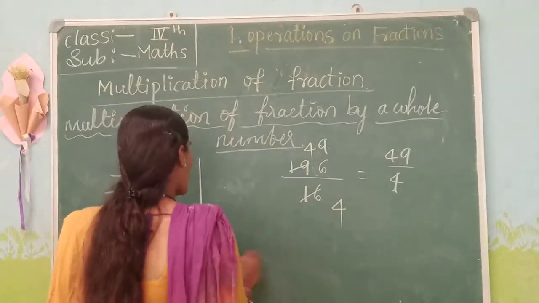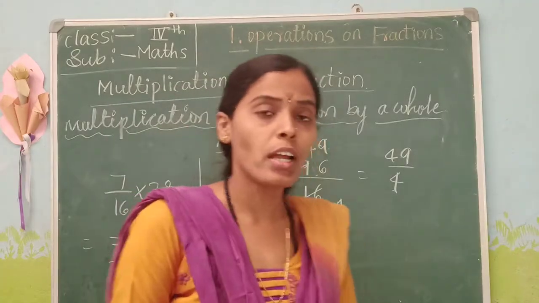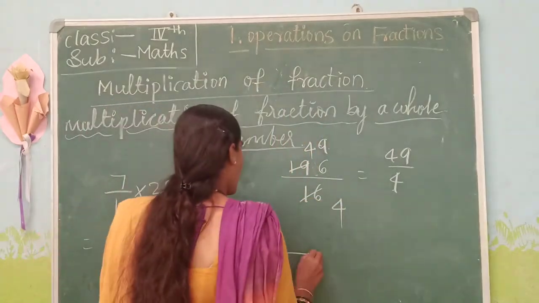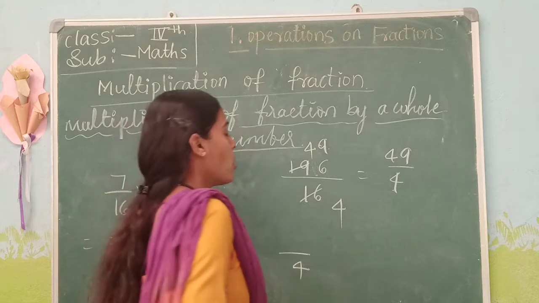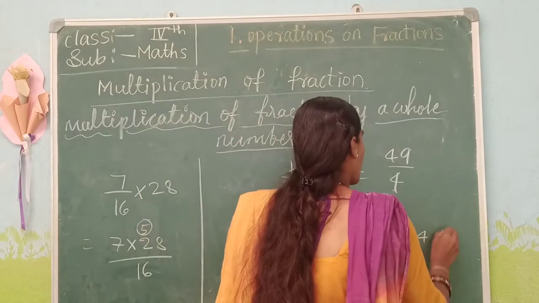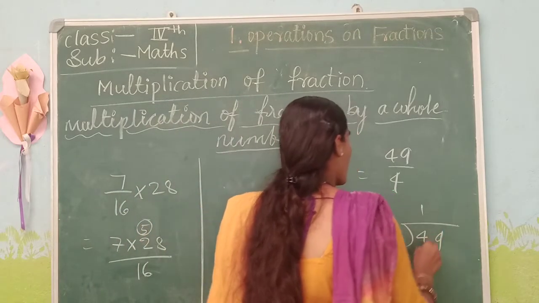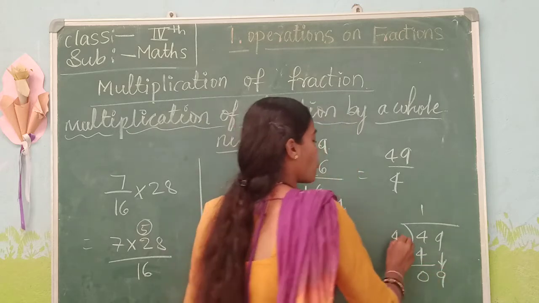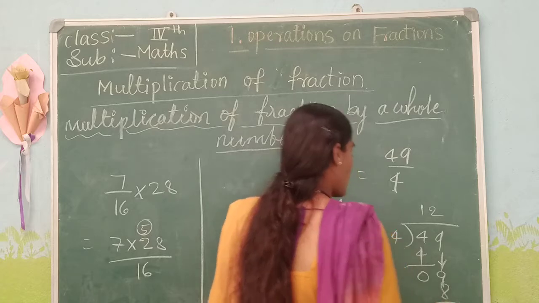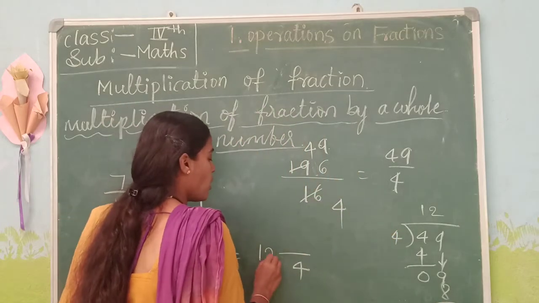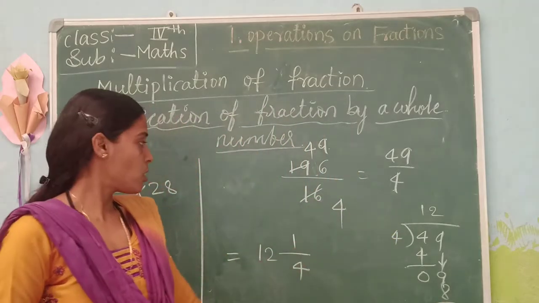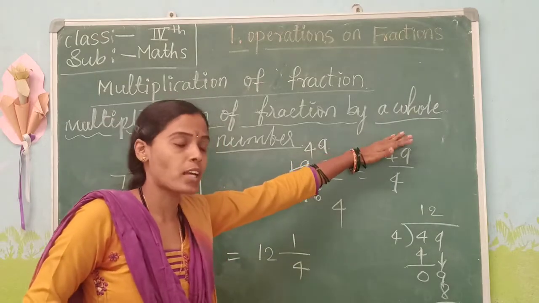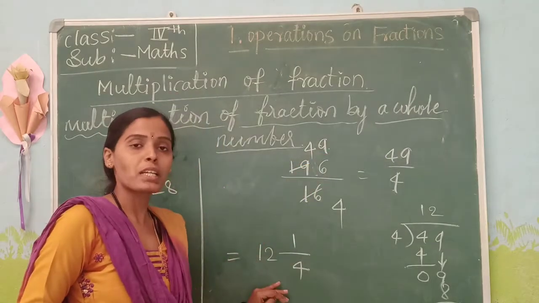Then we write 49 by 4 as a mixed fraction. 49 divided by 4: 4 ones are 4, 0. Then 9 comes down. 4 twos are 8, 1 remains. Now 12 plus 1. So this is an improper fraction, and we convert it into a mixed fraction.